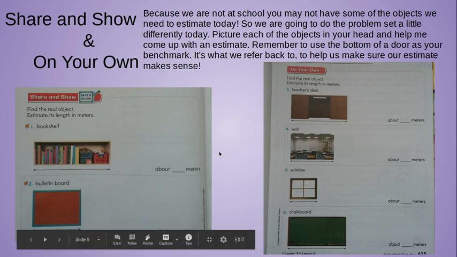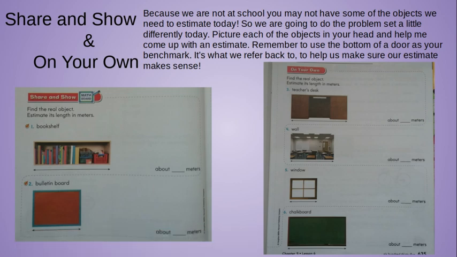So the first object we need to think about is a bookshelf. So imagine the bookshelf in our classroom. Estimate the length in meters. Think about our bookshelf. Is it close to about the same width as the bottom of the door? About how many meters would you estimate the bookshelf to be? Go ahead and say your answer out loud. Let's see if you guessed the same estimate that I did.